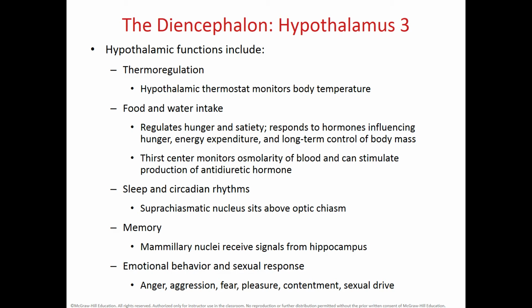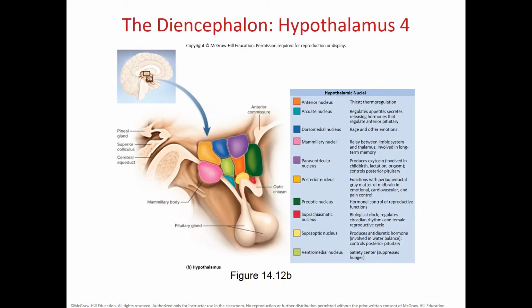And we also have the suprachiasmatic nucleus, that controls the circadian rhythm, so that we can stay awake during the day and fall asleep during night. And we also have these mammillary nuclei that help us to retain information. And we also have emotional behavior and sexual response centers that control anger, aggression, fear, pleasure, contentment, and sexual drive. So this is the hypothalamus with all its centers.